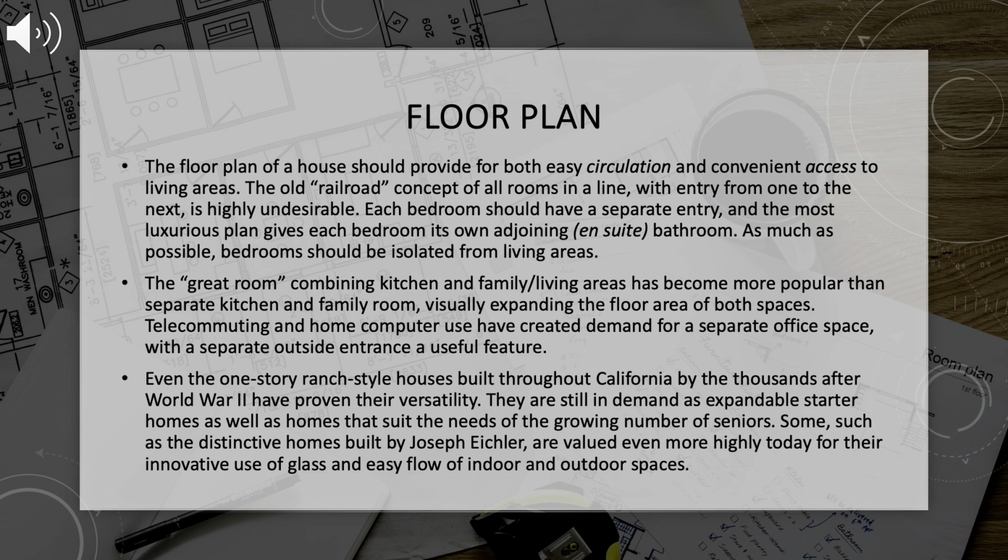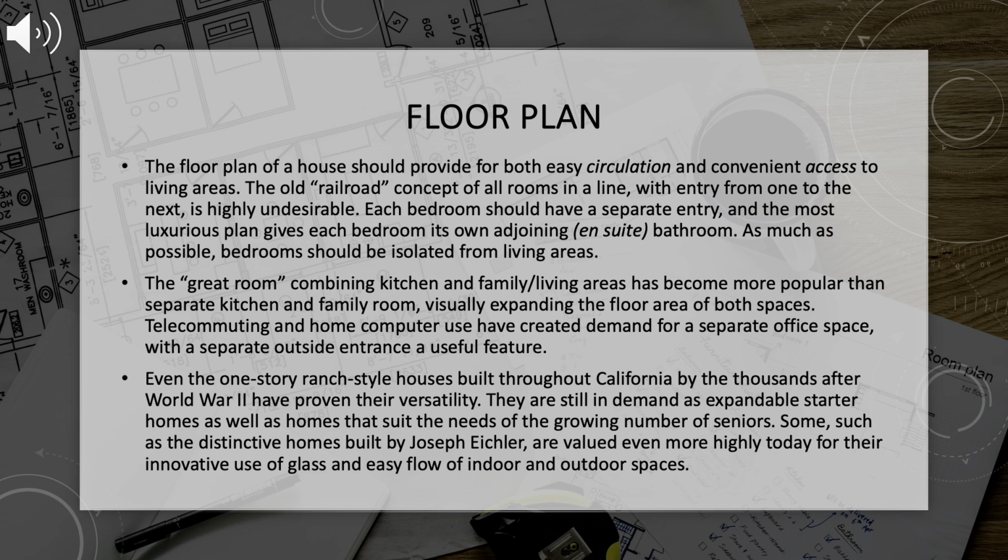Floor plan. The floor plan of a house should provide for both easy circulation and convenient access to living areas. The old railroad concept of all rooms in a line, with entry from one to the next, is highly undesirable. Each bedroom should have a separate entry, and the most luxurious plan gives each bedroom its own adjoining en-suite bathroom. As much as possible, bedrooms should be isolated from living areas. The great room combining kitchen and family living areas has become more popular than separate kitchen and family room, visually expanding the floor area of both spaces.